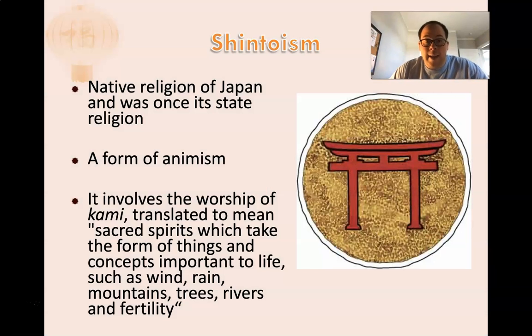Shintoism is native to Japan, and was once its official state religion. It's a form of animism. It involves the worship of kami, translated to mean sacred spirits, which take the form of things and concepts important to life, such as wind, rain, mountains, trees, rivers, and fertility.